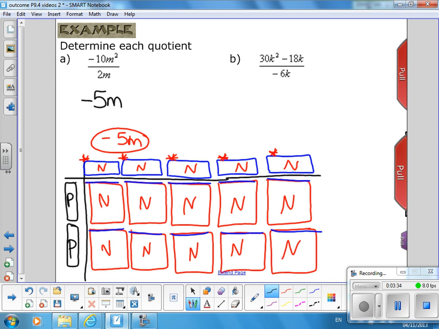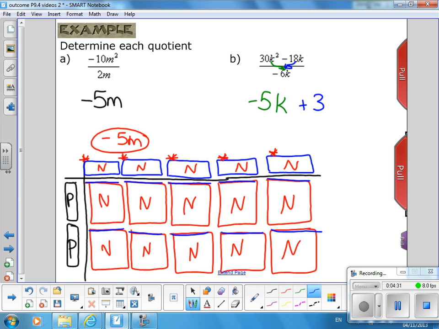So now, if we look at the next one, we have 30k squared subtract 18k divided by negative 6k. Again, we could set this up using algebra tiles. However, if we remember what we learned in the previous lesson, we're just dividing each of the numerator terms by the denominator. And if we think about what we just learned, that m squared divided by m was m, then we can just do this in our heads and not visualize it with algebra tiles. 30 divided by negative 6 is negative 5. K squared divided by k is just k. Negative 18k divided by negative 6k. Negative 18 divided by negative 6 is positive 3. K divided by k is 1. And 3 times 1 is just 3.